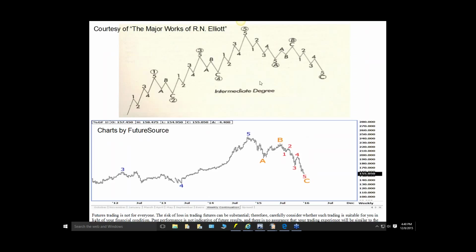And we break it down into the next degree, the intermediate degree. We can see from the wave B high to the wave C low, we have 5 waves down. That C wave should consist of 5 waves. Well, we've got those 5 waves right now. What we don't have is a completion of the 5th wave here.